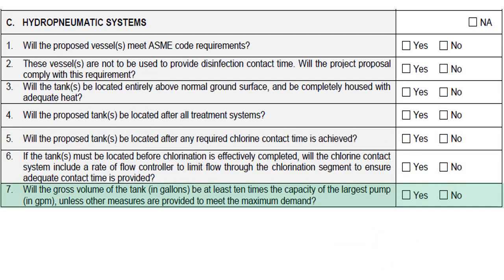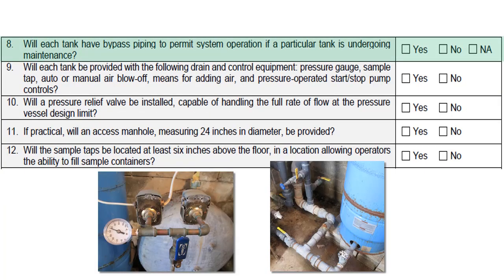The gross volume of the tank in gallons should be at least 10 times the capacity of the largest pump in gallons per minute, unless the system has other ways of meeting the maximum demand. All hydropneumatic tanks should have bypass piping to permit system operation when working on a tank. Each hydropneumatic tank should have a drain and control equipment to include pressure gauges, sample taps, air blow-off, a way to add air, and pressure-operated start-stop pump controls.